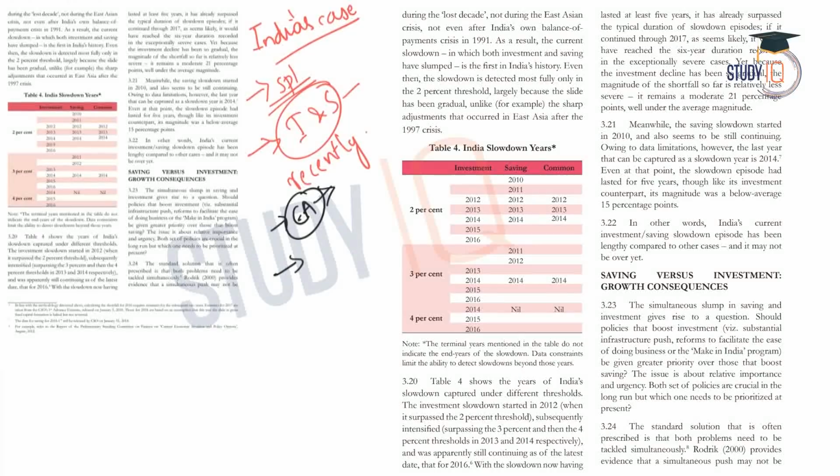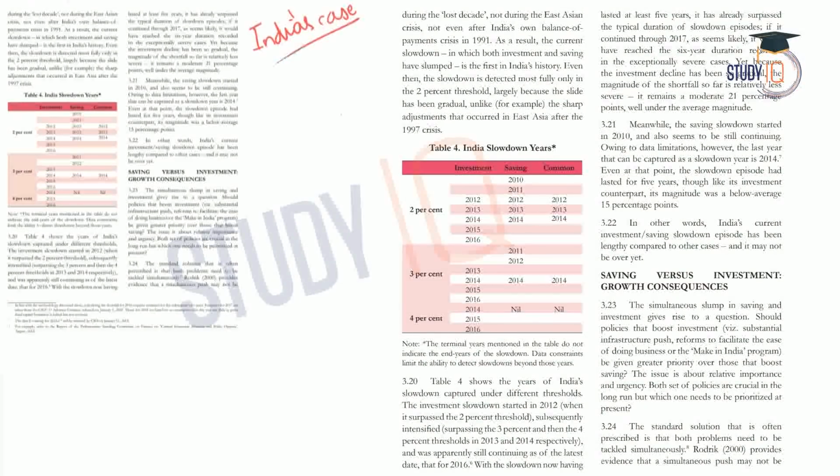And secondly, we had our own 1991 balance of payment crisis, and this was a huge crisis for the Indian economy. Even during 1991, when we experienced a balance of payment crisis, we did not experience an investment or saving slowdown. So we have overcome all these situations, but recently India started experiencing a slowdown in terms of investment as well as savings. So the current investment and savings slowdown is the first in the history of India.